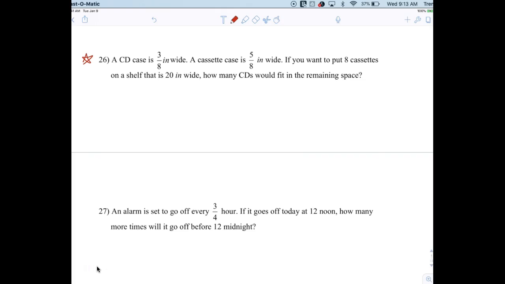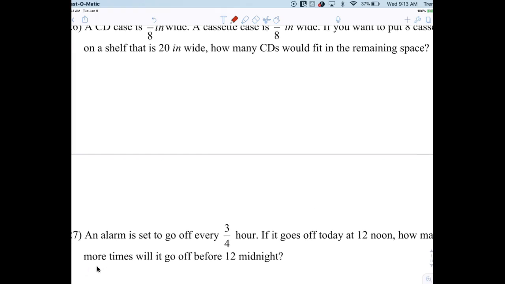Now it says the CD case is 3/8 of an inch wide, and a cassette case is 5/8 inches wide. If you want to put 8 cassettes on a shelf that is 20 inches wide, how many CDs? So what I want to do now is, again, I think the visualization is super important, so I'm going to try to draw a shelf for you.